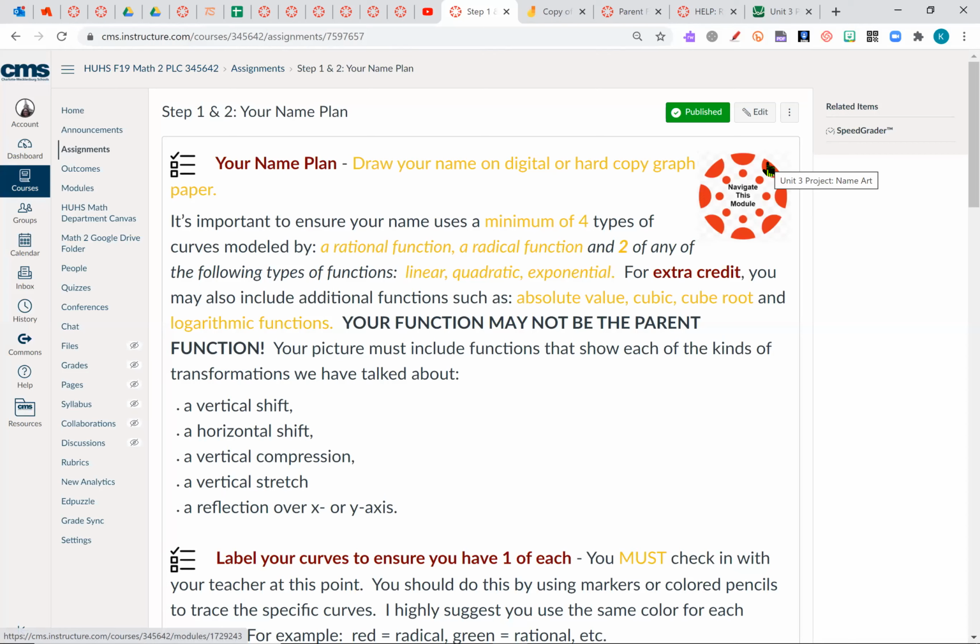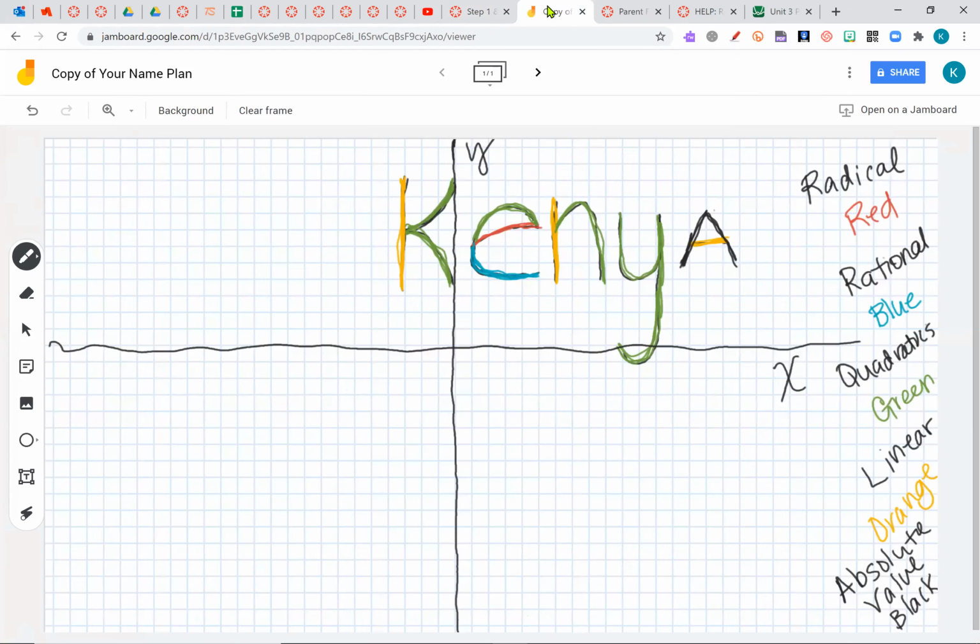So let's recap. In step one, you were to come up with 4 functions, make a plan for your name. So come up with 4 functions that you were going to use, a rational, a radical, and 2 of any other type. So I decided to use a radical, a rational, and my two other types were quadratic and linear, but I also decided to go for the extra credit and use the absolute value function.